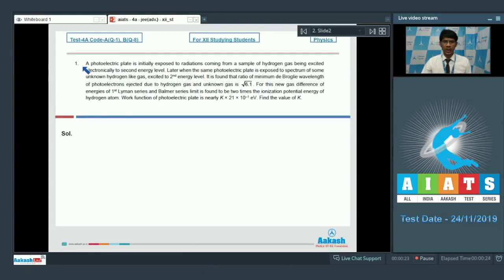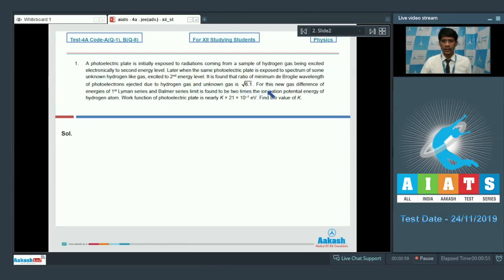Here in question number 1, a photoelectric plate is initially exposed to radiation coming from a sample of hydrogen gas being excited electronically to second energy level. Later, when the same photoelectric plate is exposed to a spectrum of some unknown hydrogen-like gas excited to second energy level, it is found that the ratio of minimum de Broglie wavelength of photoelectrons ejected due to hydrogen gas and unknown gas is square root of 6.1.